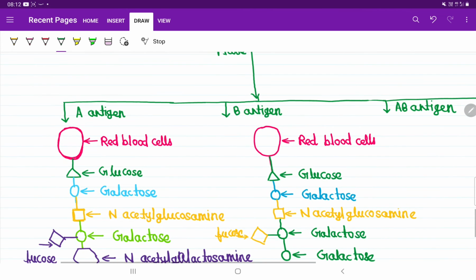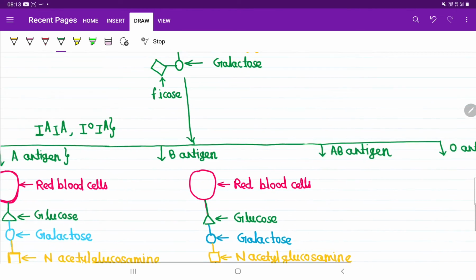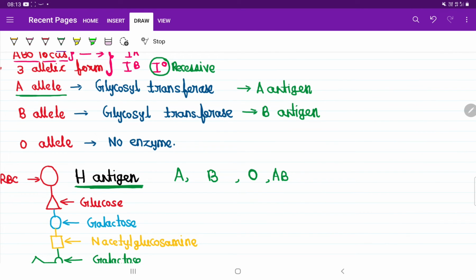Now the H antigen was formed during embryonic development of our body, when blood groups were developing in our embryonic life. If the person has the IA allele, or the IA and IO alleles, then obviously in their body A antigen will form, isn't it? Because this allele will secrete an enzyme called glycosyl transferase, and that will cause formation of A antigen, right?